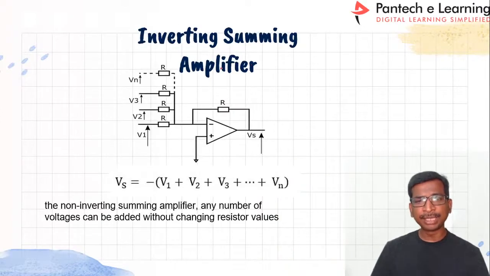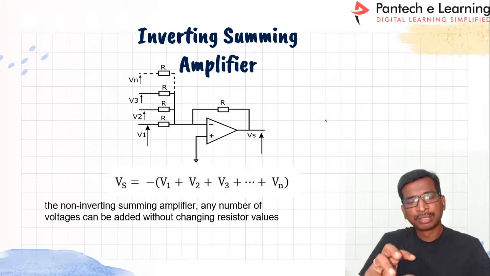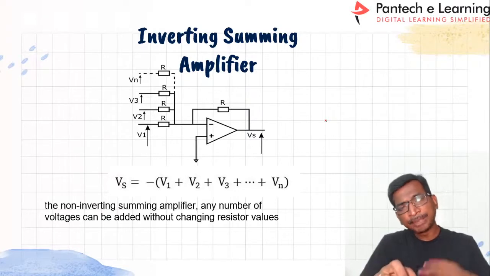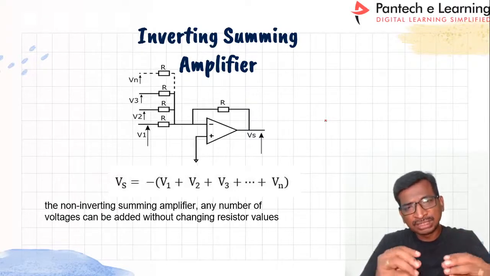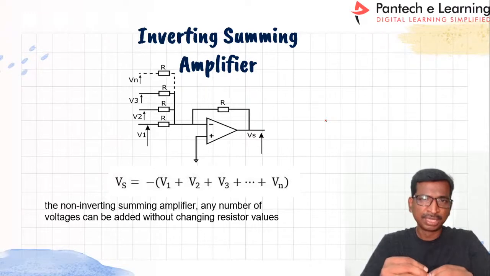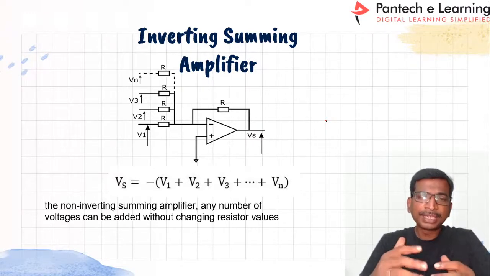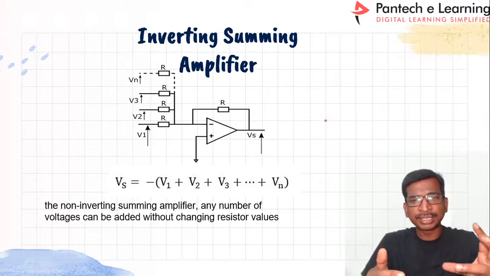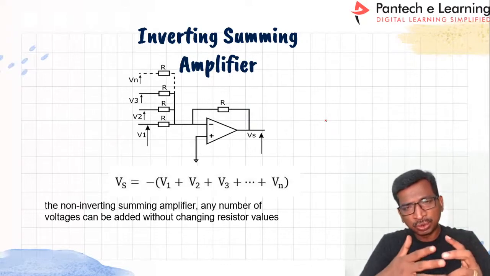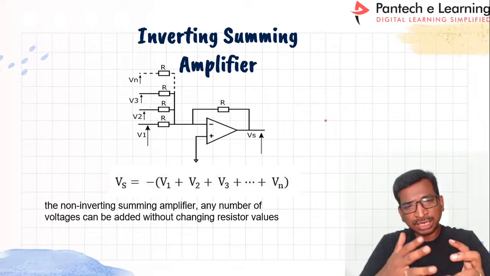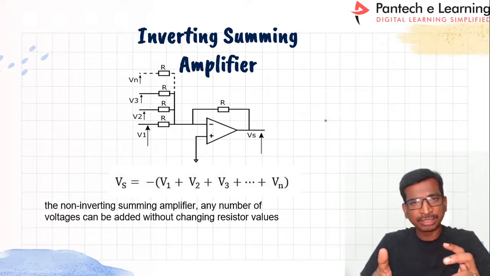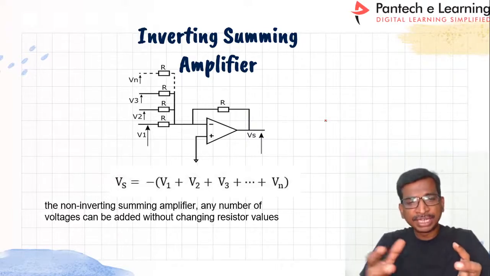Similarly, the inverting summing amplifier. The summing amplifier is nothing but whatever voltage you are going to sense. Suppose you are going to measure the voltage across piezoelectric sensors. Because piezoelectric sensors give very low values, in terms of millivolts, if you want to amplify the same voltage, connect all the individual piezoelectric sensor voltages to the inverting summing amplifier, and then we can get the output voltage.